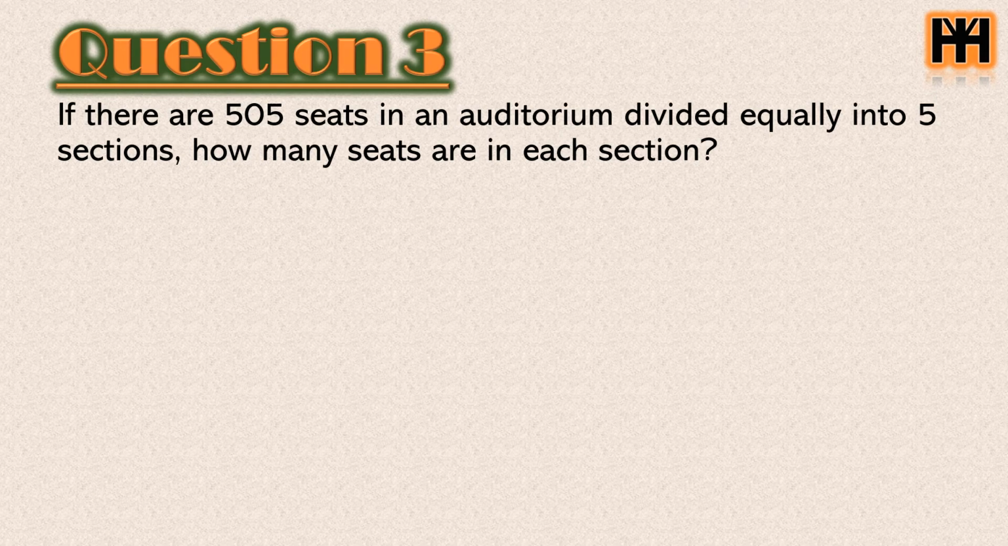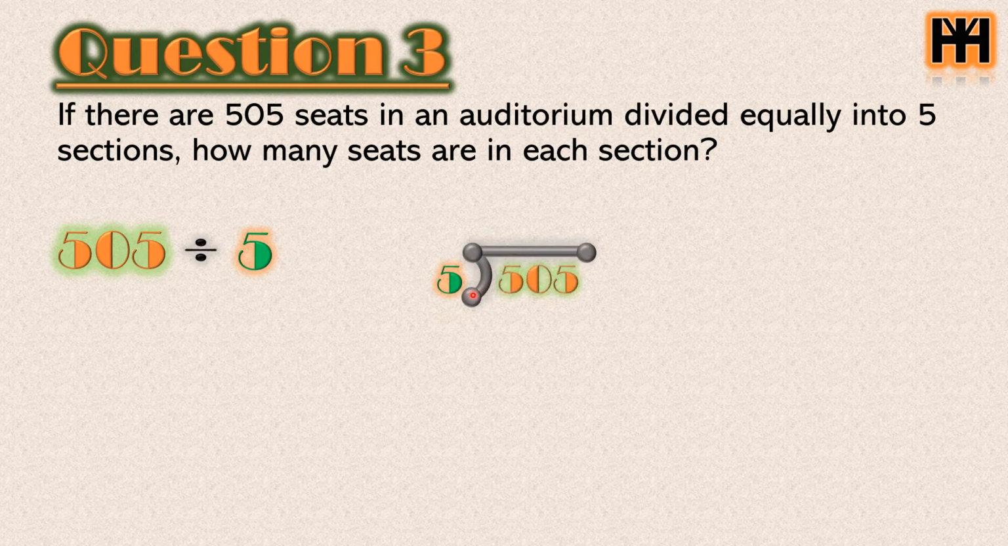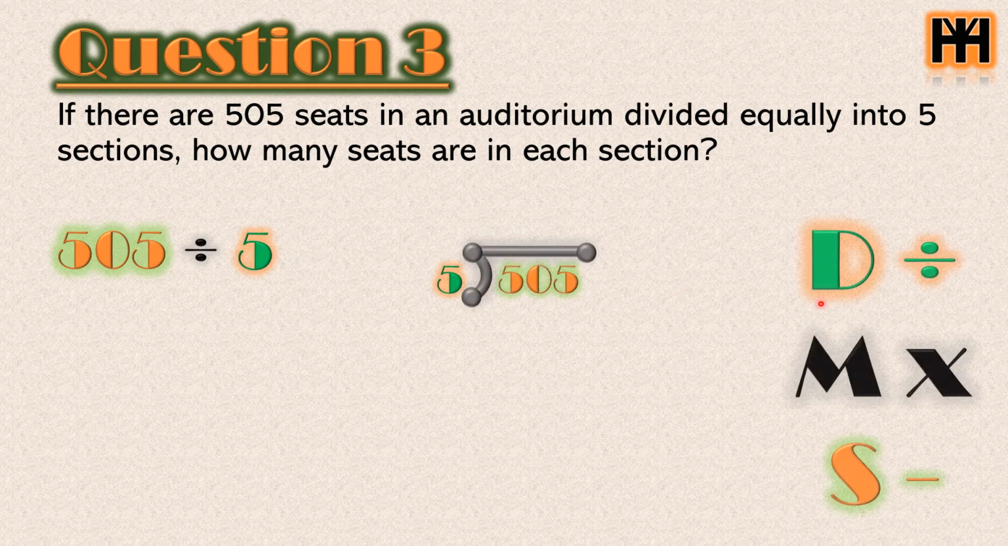Question 3. If there are 505 seats in an auditorium divided equally into 5 sections, how many seats are in each section? Okay, so 505 divided by 5. So put 5 here and the 505 here. Then remember our steps: divide, multiply, subtract, and repeat. So 5 divided by 5 is 1. Then 1 times 5 is 5. Then subtract. 5 minus 5 is 0.